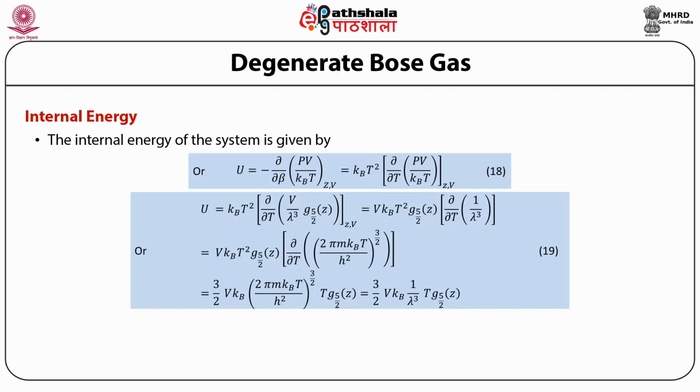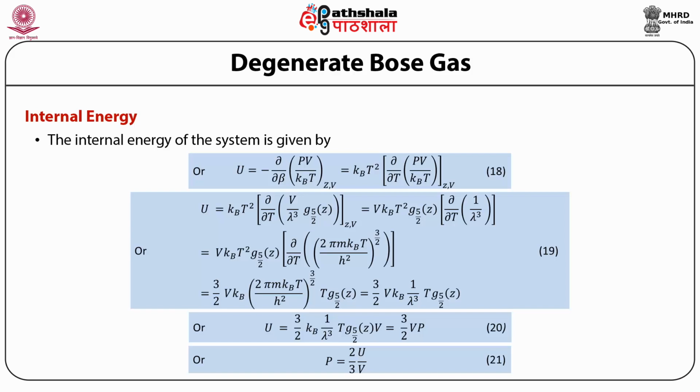respect to absolute temperature, which is equal to V kB T raised to power 2 g 5 by 2 partial derivative of (2 pi m kB T upon h square) raised to power 3 by 2 with respect to absolute temperature T, which is equal to 3 by 2 V kB multiplied by (2 pi m kB T upon h square) raised to power 3 by 2 into T multiplied by Bose integral of the order of 5 by 2, which is equal to 3 by 2 V kB into 1 upon lambda cube multiplied by temperature multiplied by Bose integral of the order of 5 by 2, or U is equal to 3 by 2 kB into 1 upon lambda cube into T multiplied by Bose integral of the order of 5 by 2 into V, which is equal to 3 by 2 into V into P, or P is equal to 2 by 3 into U upon V.